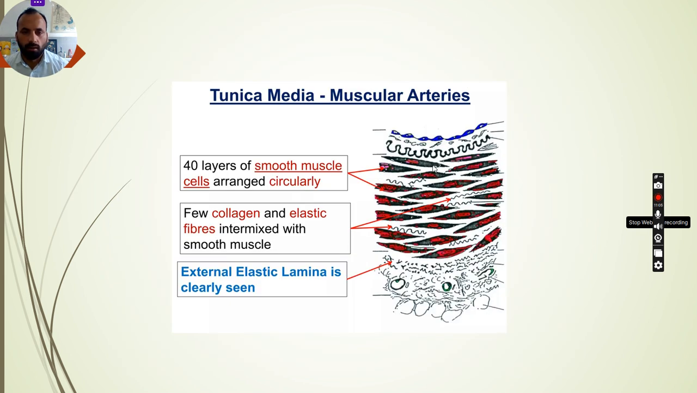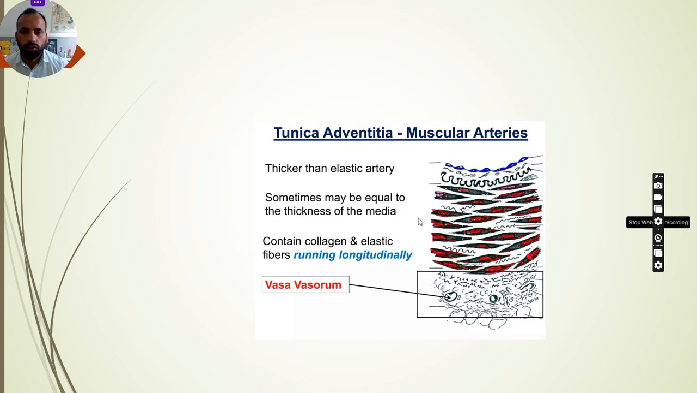Tunica media: more of the smooth muscle cells will be present, arranged circularly, and there will be a few collagen and elastic fibers. The external elastic lamina can also be seen very well because of the presence of the smooth muscle cells in the tunica media. Tunica adventitia will be thicker than that of an elastic artery.